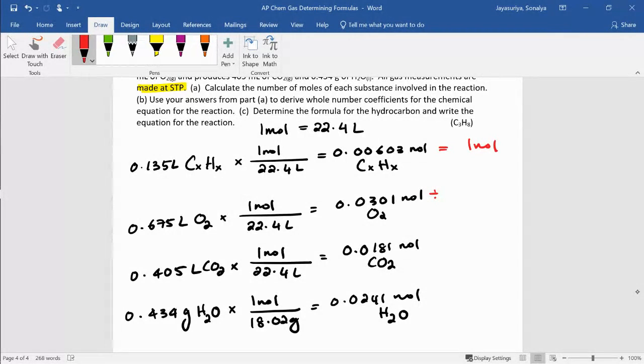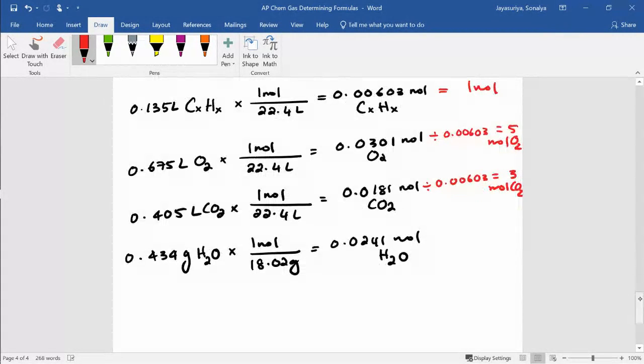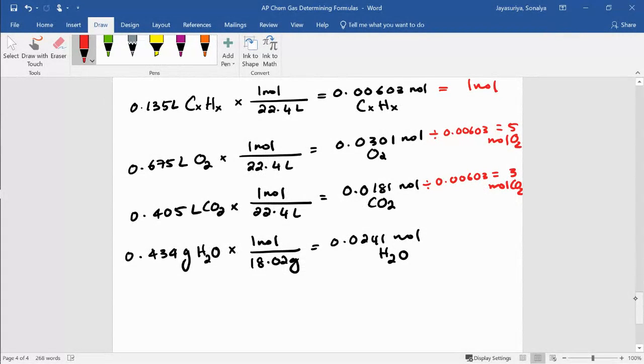So if you divide this by 0.00603, you should get 5 moles of O2. If you divide this one by 0.00603, you should get 3 moles of CO2. So you have 1, 5, 3, and then if you divide this one by 0.00603, you should get 4 moles of H2O.